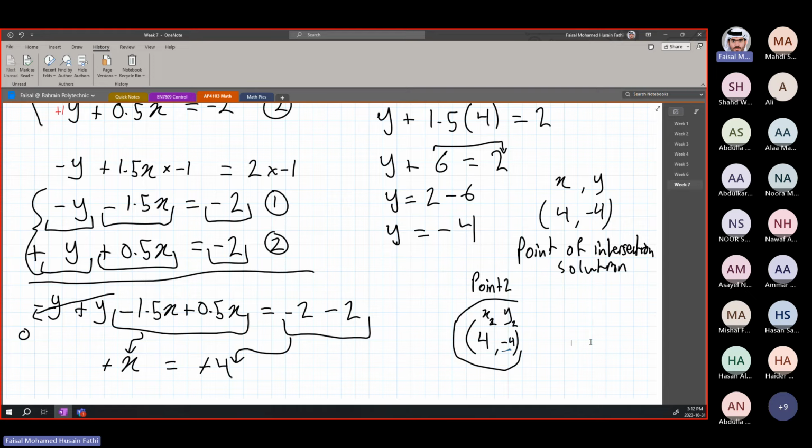We can solve it using substitution, yes. Substitution or elimination depends on the question, if it asks you which method you should be solving with, or if it doesn't, you can use any method you prefer.